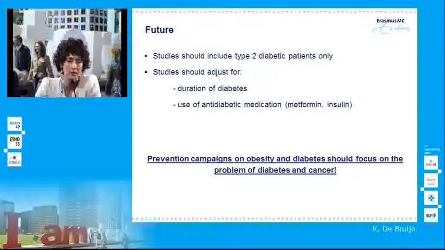Nevertheless, we think that prevention campaigns on obesity and diabetes should already focus on the problem of diabetes and cancer, and not only on cardiovascular diseases, because the results are worrisome.